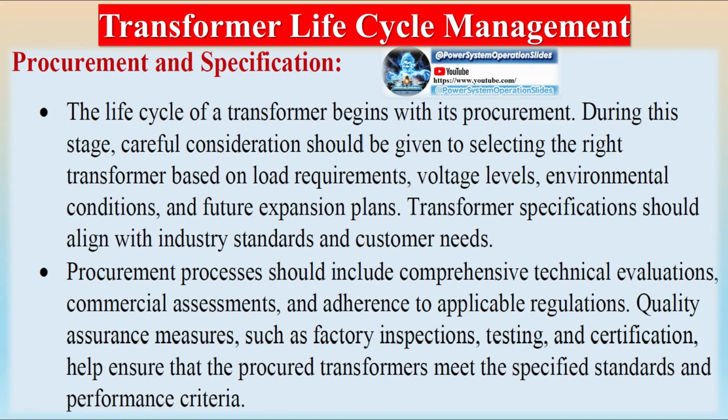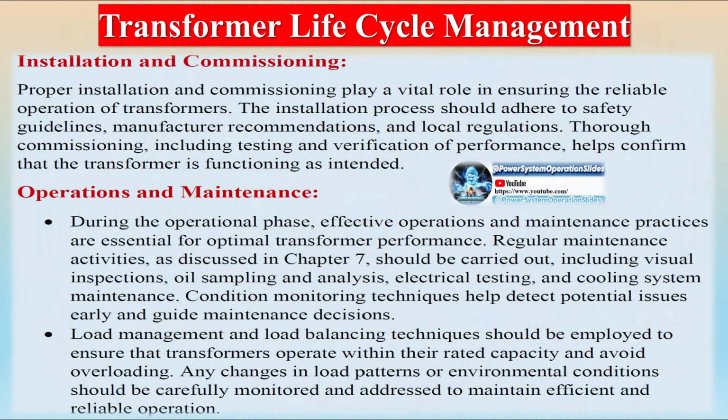Distribution transformers are connected in various configurations based on specific system requirements. Common connection types include delta-delta, delta-Y, Y-delta, and Y-Y. These configurations determine the primary and secondary winding connections and affect the voltage transformation characteristics.